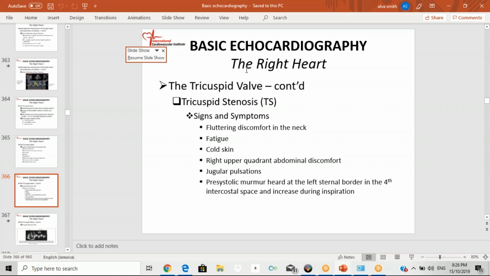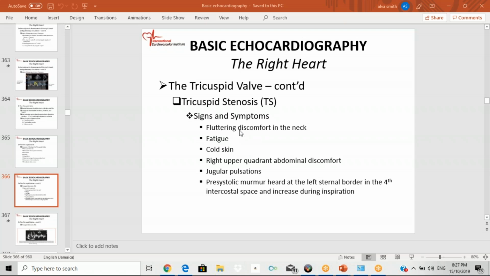All right, so with tricuspid stenosis, not very common. It's not very common, but if you see it, you should be able to recognize it. Because blood cannot get out of the right atrium, the right atrium will be dilated, and hence the neck veins will be engorged.